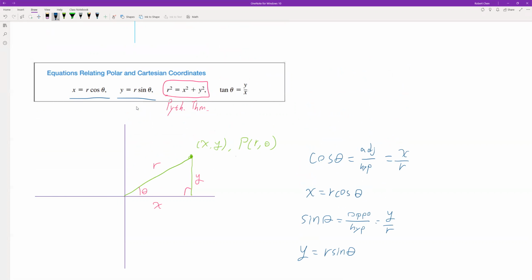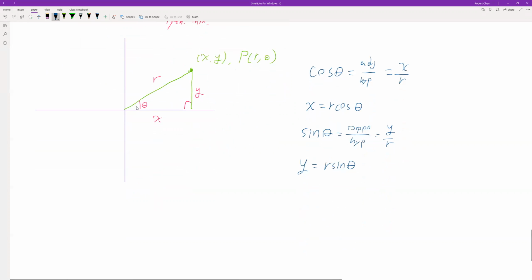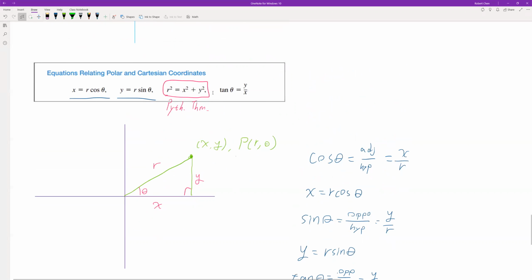And the last, to connect x and y together, we can use the third trig function, which is tangent theta, that is opposite over adjacent, right? And that will just be y over x. Okay, so all these are very straightforward. We got this from trigonometry, and we can use that to relate between polar coordinates and Cartesian coordinates, right? And it's going to be very fun. Right, let's take a look at a few examples.